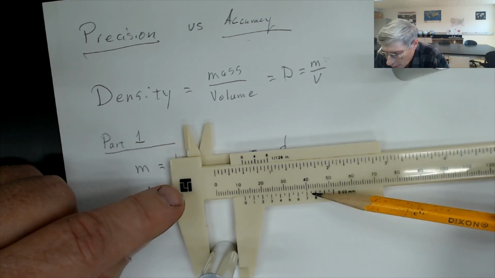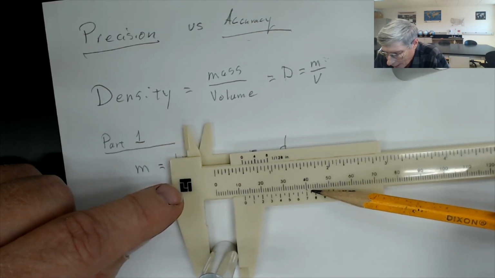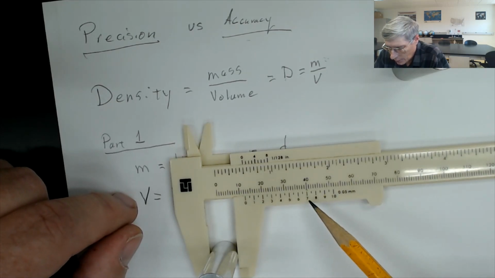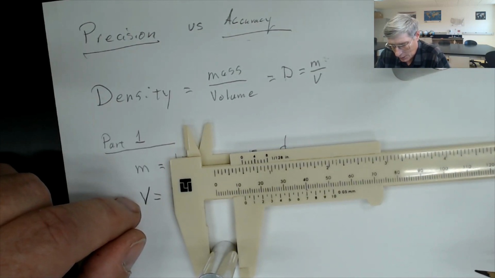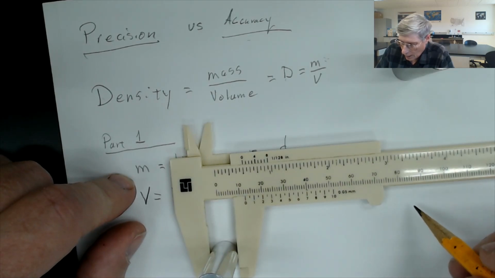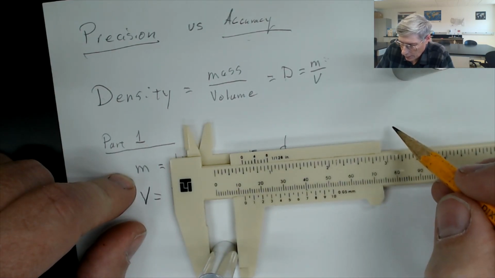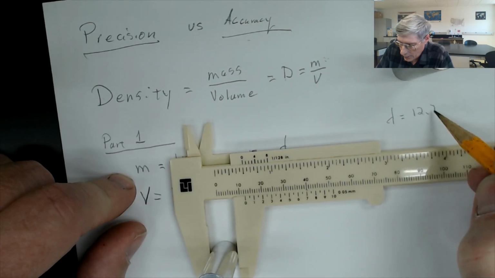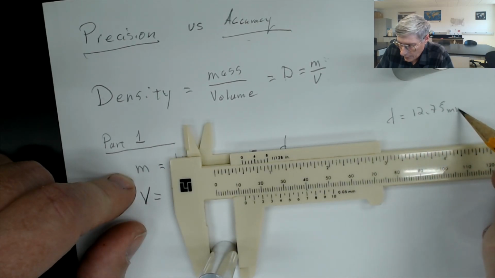In this case, I'm going to use the 0.75. So my measurement would be 12.75 millimeters. And I'm going to write that down over here, that the diameter was 12.75 millimeters.